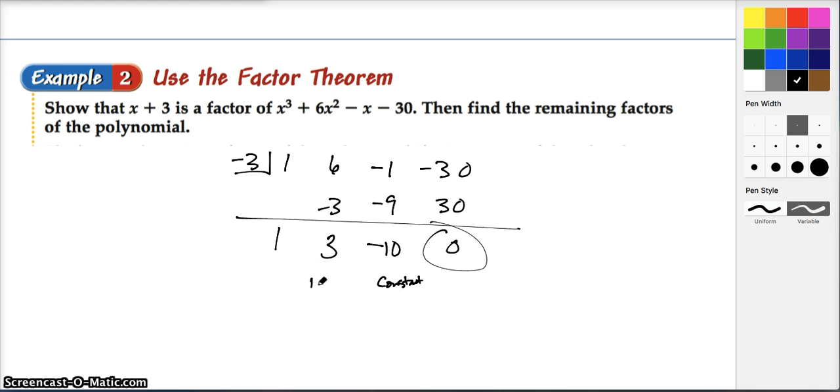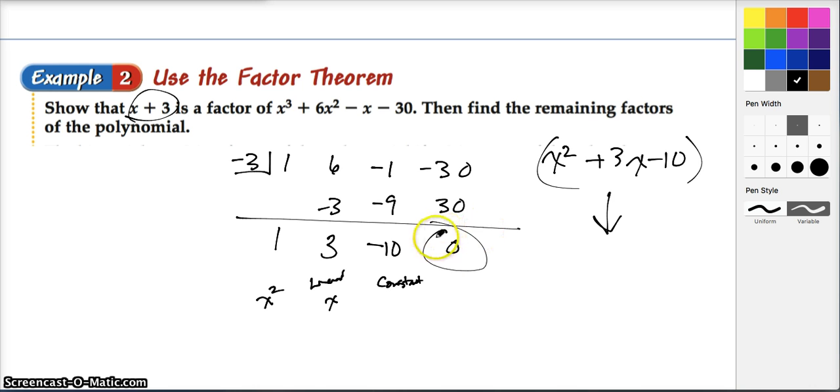This is the constant term. This is the linear term, or what I'll call the x term, sorry for the sloppy handwriting, and this is the x squared term. So the resulting polynomial is 1x squared plus 3x minus 10, okay? Then find the remaining factors of the polynomial. So we've already got one factor. We divided this out. This is a factor, but can we factor the factor is the question.